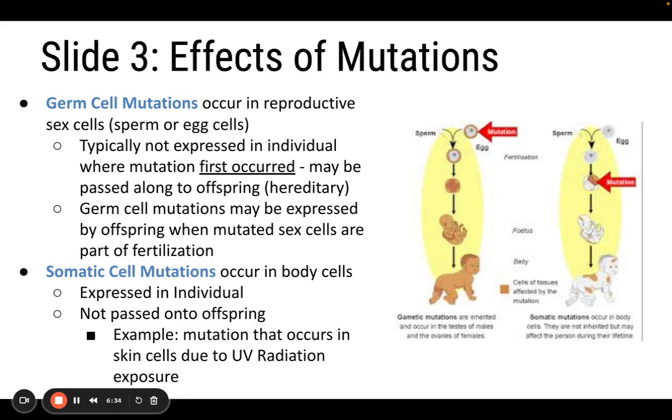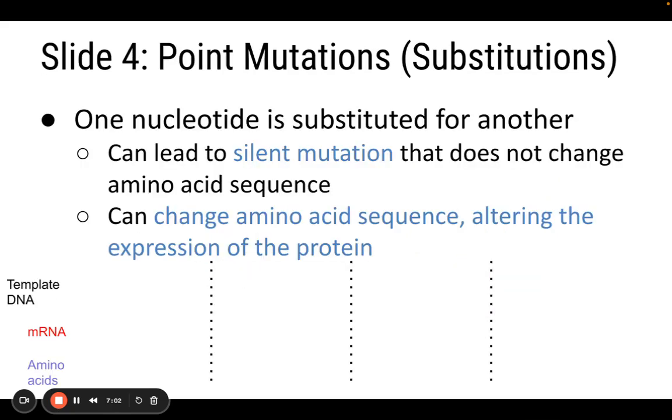Next are somatic cells. Somatic cells are your body cells, and these mutations occur within an individual, usually due to an environmental factor or a genetic factor that causes a mutation. But it really is only expressed in the individual it occurs in. An example would be a mutation that occurs in skin cells due to UV radiation exposure. That doesn't necessarily mean that the offspring are going to be affected, because it only affects the person's skin cells and not their reproductive cells.